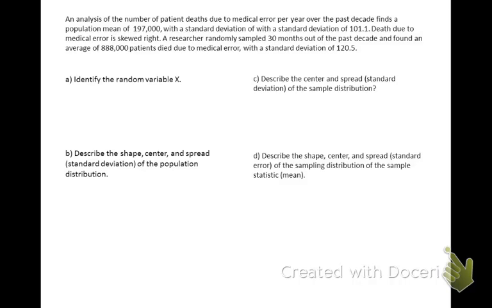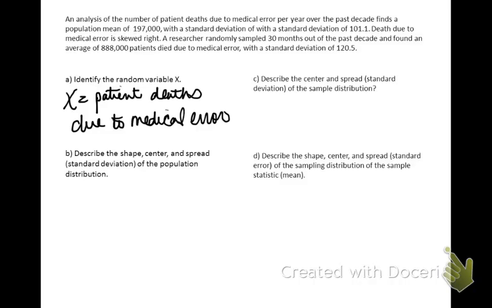Let's go through and try to identify our three types of distributions. We should first discuss what our random variable x is representing. We were looking at the number of patient deaths due to medical error. To describe the shape, center, and spread of the population distribution, we need to come back into the problem setting. It says that death due to the medical error is skewed right, so the shape here would be skewed right.